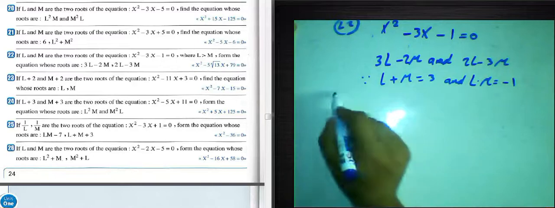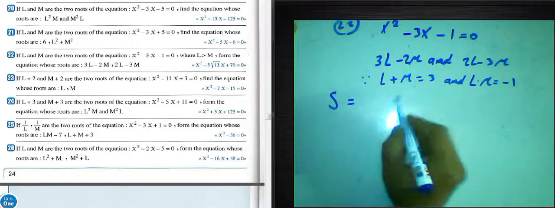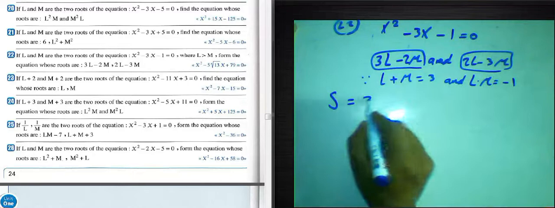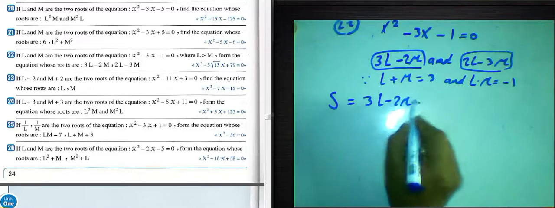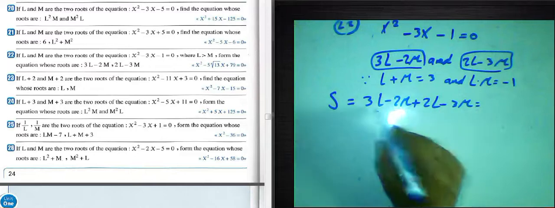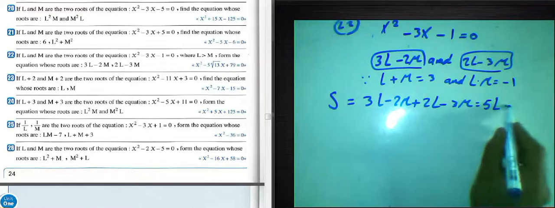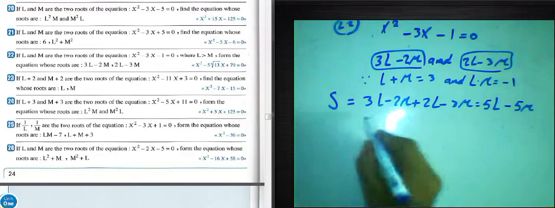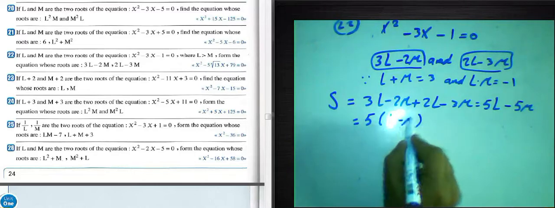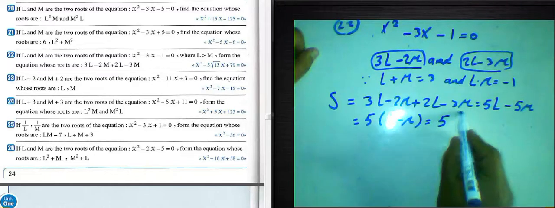So we can find the sum. It's reversed to the sum. Okay, first, the first 3L minus 2M plus the second 2L minus 3M. It will be 3L plus 2L equal 5L, negative 2M, negative 3M, negative 5M. We can write 5 outside parentheses, and the result L subtract M. We know L minus M equal what?